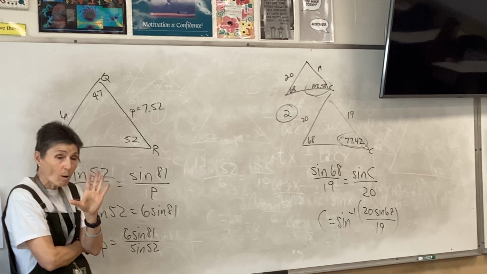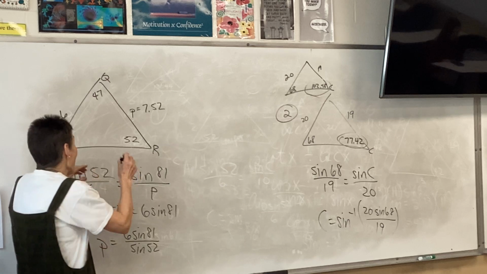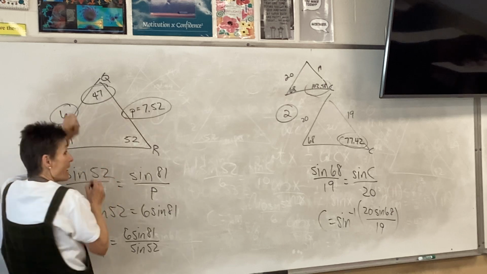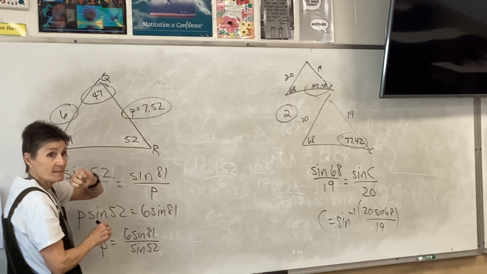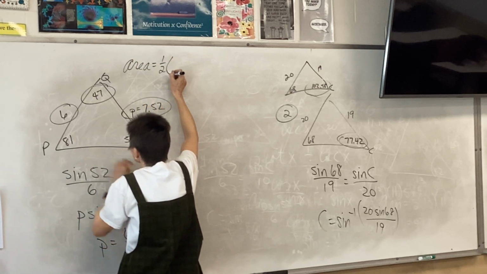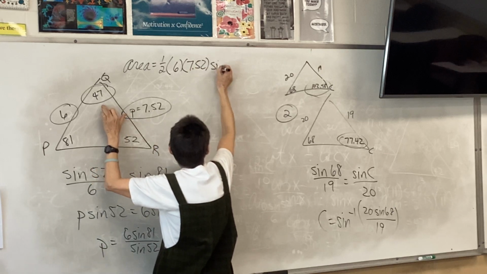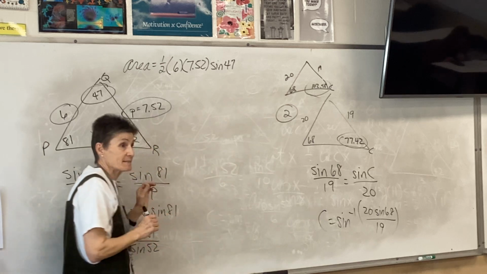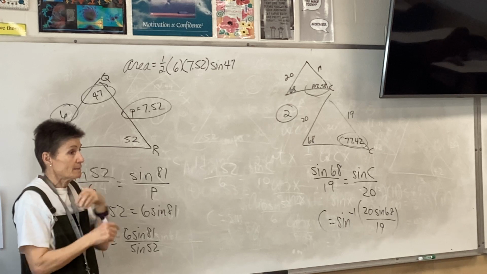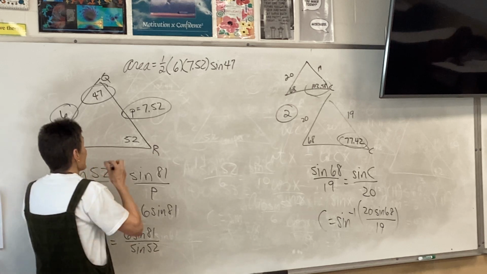7.52 is not the answer to the question. Remember, we're finding area. But now that I have two sides and the angle between them, that's the key, right? I can find my area. Area is going to be 1/2 times 6 times 7.52 times sine 47. Does that make sense to everybody? That once I found that missing side, now I can do my 1/2 side, side, sine. So what does that end up equaling?